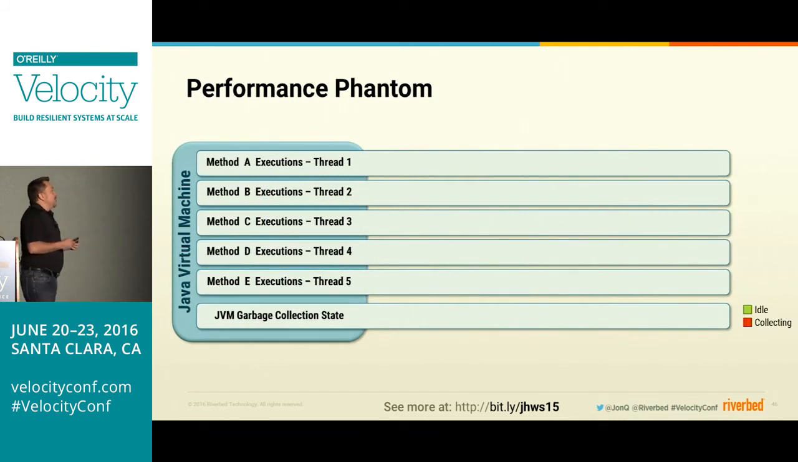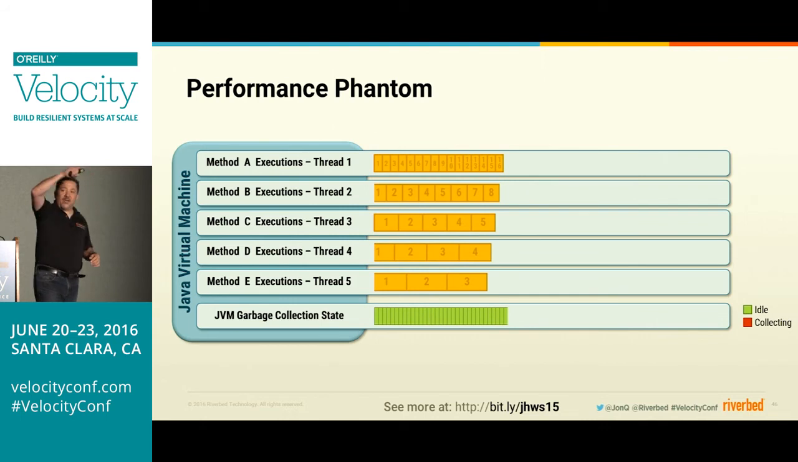So let's look at an example of a phantom. And again, that short link at the bottom, there's a whole presentation on lots of examples of this. So here we have a JVM. I've got 5 different threads running 5 different methods in a loop. The top thread A is a little fast method over and over and over again, always the same response time. Thread 5 has method E, which is slower, but same loop. And the bottom green line is the garbage collection state. Is a GC occurring? Is it not occurring?